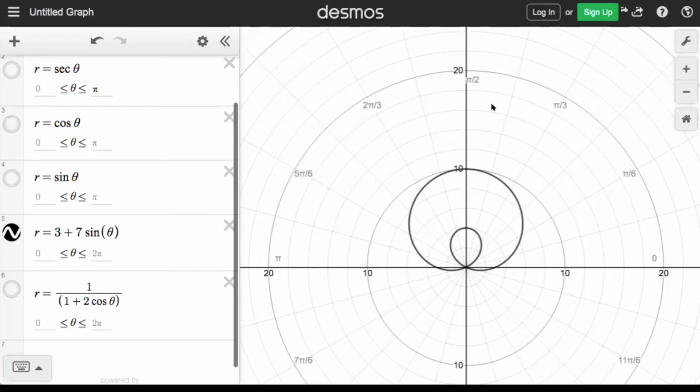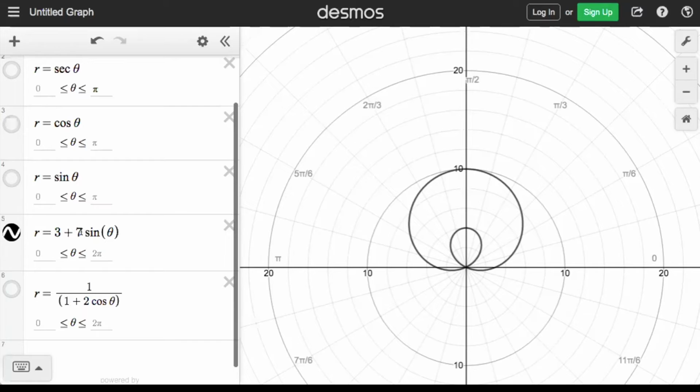So what do I mean by playing? Well, this is a weird graph. It's called a limacon. It's just like nothing we've ever graphed before. So you got to wonder, okay, that's what this equation gives you?